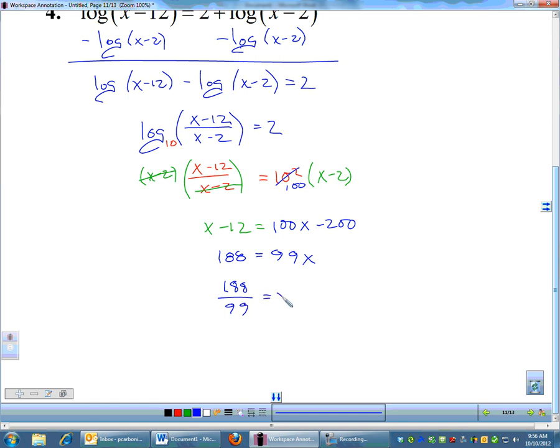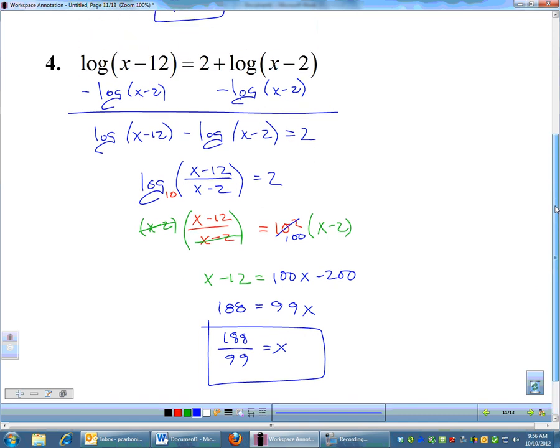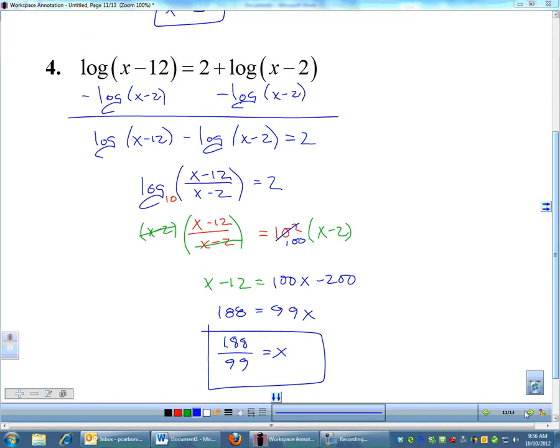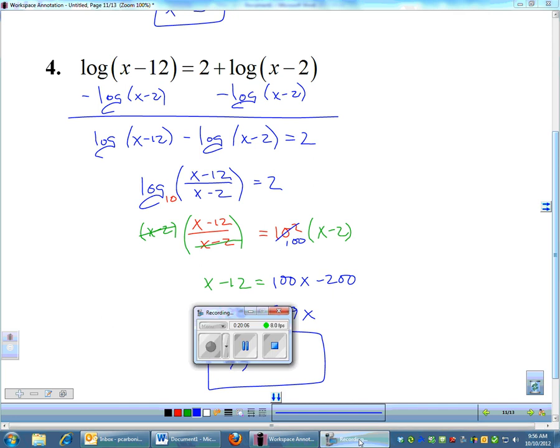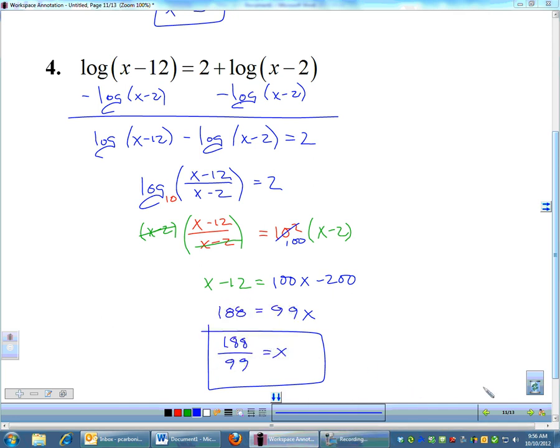And I'm not 100% sure if that's going to clean up. For the sake of time, I'm not going to simplify that, but you do need to reduce fractions. I don't think that one's going to reduce any. So that's an ugly answer, but there we are. How are we? 20 minutes. That's about what I was expecting.